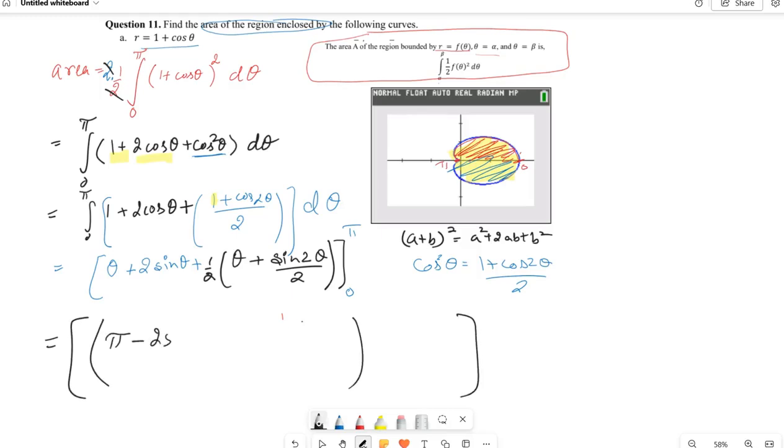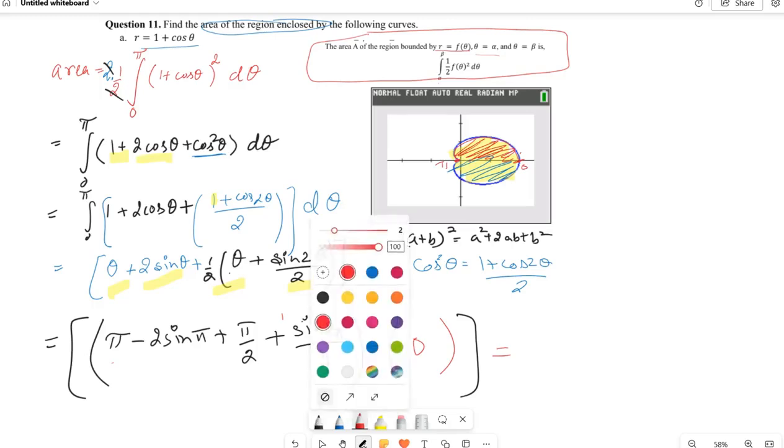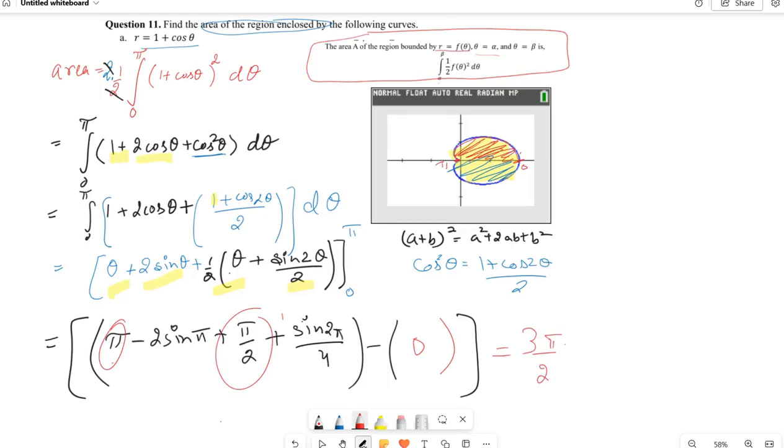Pi minus 2 sine pi plus theta by 2 is pi by 2. Half multiplies inside, sine 2 pi by 4, minus, when I put 0, this becomes 0, this becomes 0, this becomes 0, this becomes 0. Everything is just 0, so I don't really need to write that. So pi plus pi by 2 is 3 pi by 2. Sine pi is 0. Sine 2 pi by 4 is 0. So the answer to the area of the cardioid is 3 pi by 2.